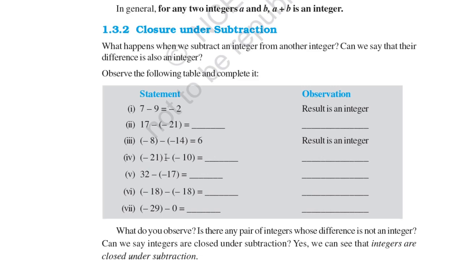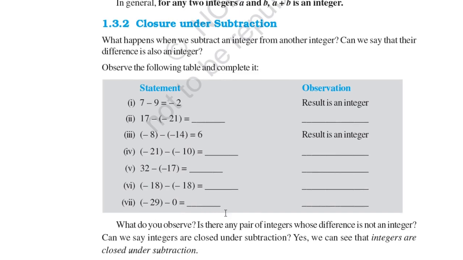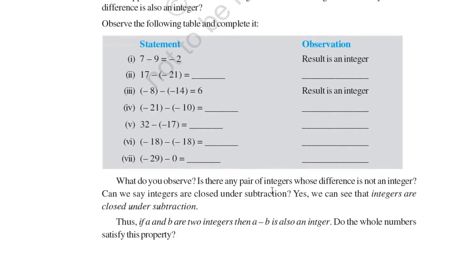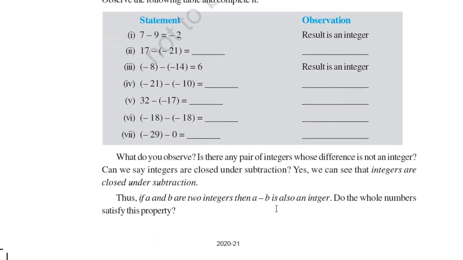Here also it will become positive, and minus 11 is the result, an integer. And here 32 minus minus 17 will become 32 plus 17, which is 49, and 49 is an integer. Here also it will become 0. 0 is an integer, and minus 29 minus 0 is equal to minus 29. So it is also an integer. What do you observe? Is there any pair of integers whose difference is not an integer? Can we say integers are closed under subtraction? Yes, we can see that integers are closed under subtraction. If a and b are two integers, then a minus b is also an integer.